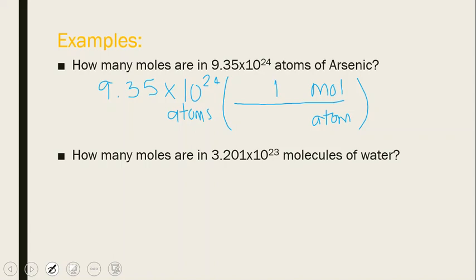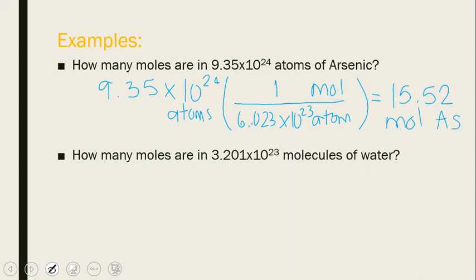1 mole has 6.023 times 10 to the 23rd, and we have to solve this. It's division. And this is 15.52 moles of arsenic.